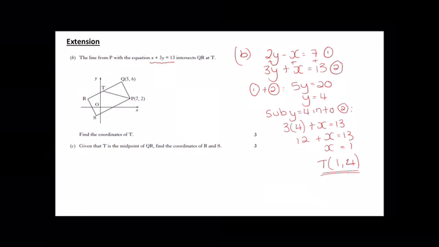So looking at part C now, it says given that T is the midpoint of QR, find the coordinates of R and S. So we're going to have a look at what's happening on this top line, RTQ. The coordinates of Q are 5, 6. The coordinates of T, which is now the midpoint we know of this line, are 1, 4. And we're going to start off by calculating R.